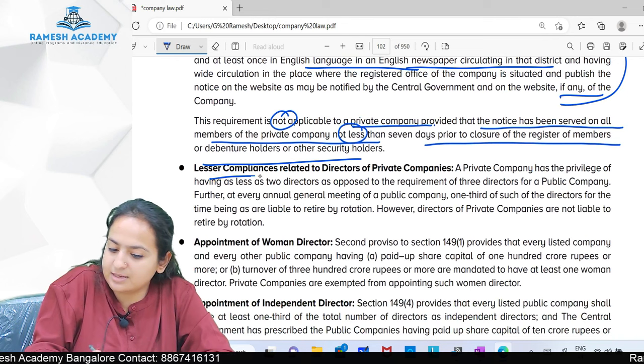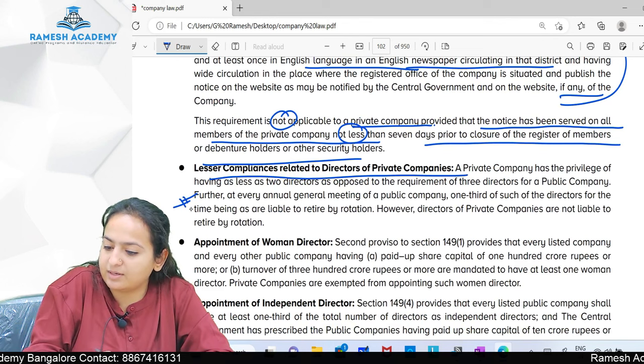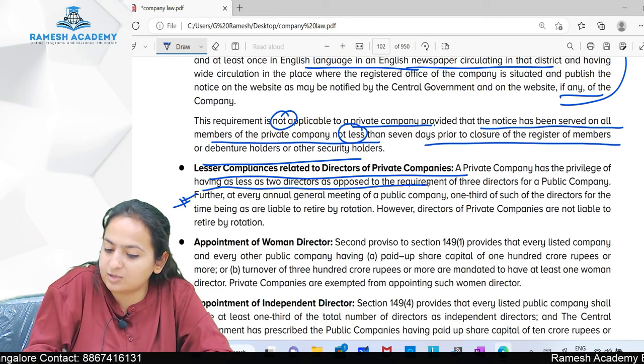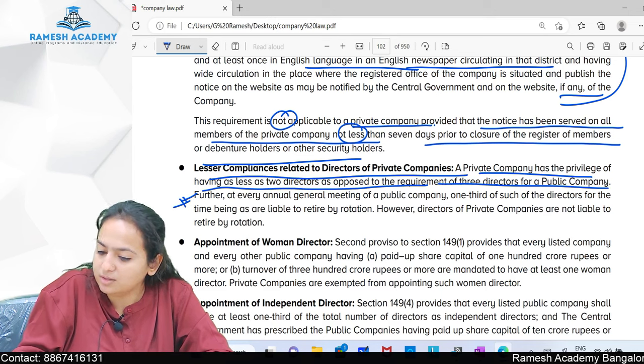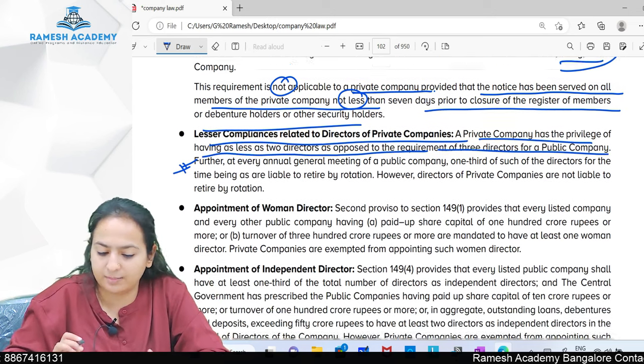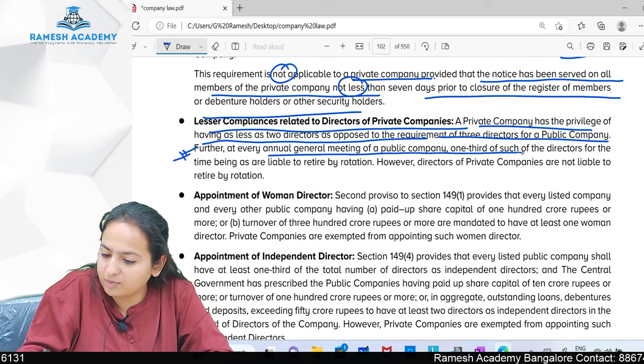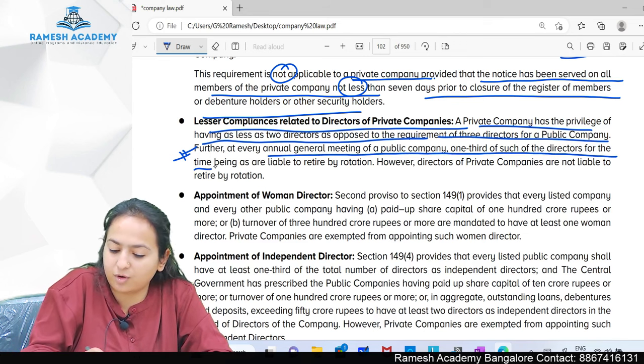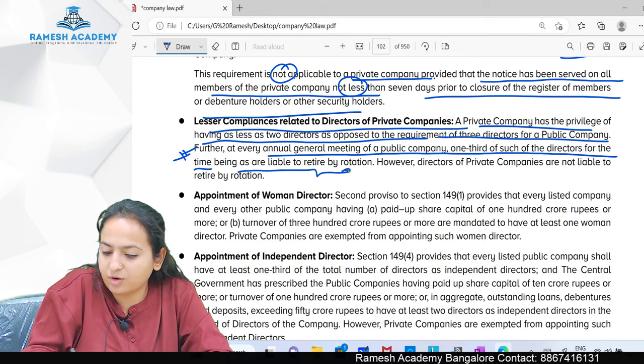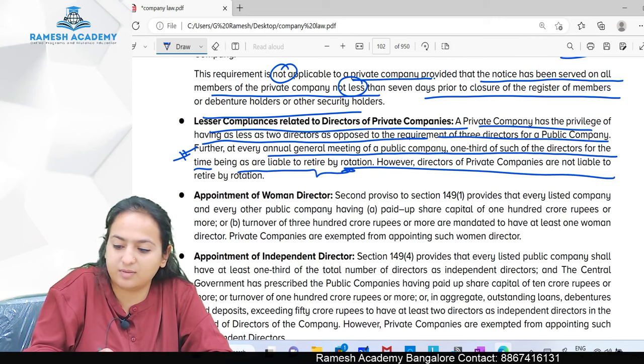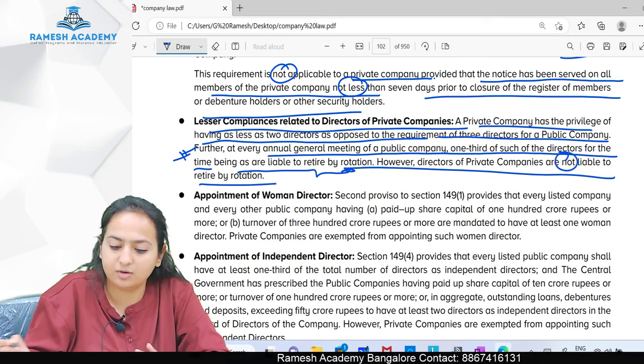Lesser compliances related to the directors of a private company. A private company has the privilege of having not less than 2 members, as opposed to 3 members in the case of a public company. At every general meeting of a public company, 1/3 of the directors for the time being are liable to retire by rotation. However, directors of a private company are not liable to retire by rotation.